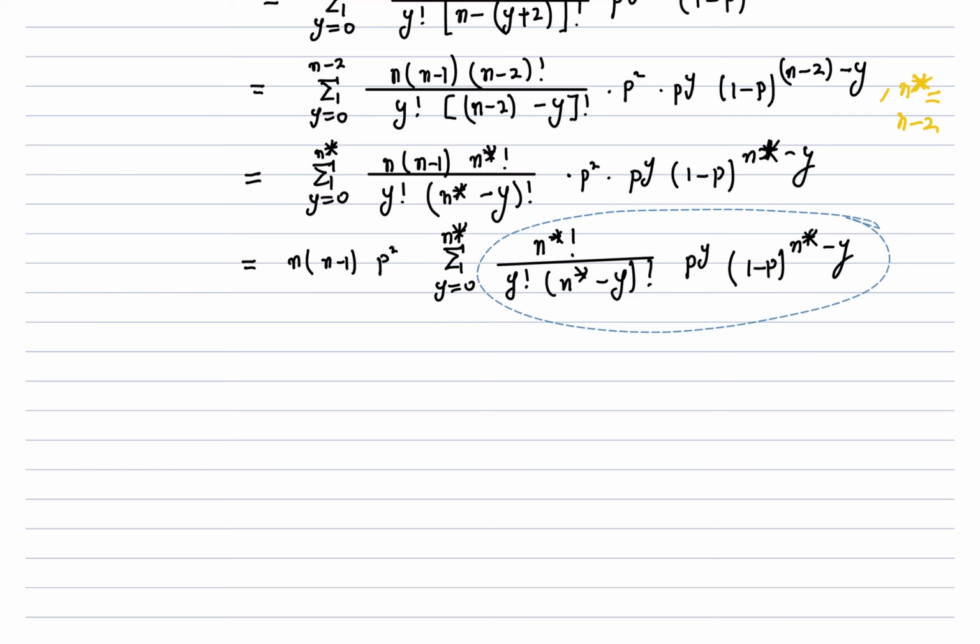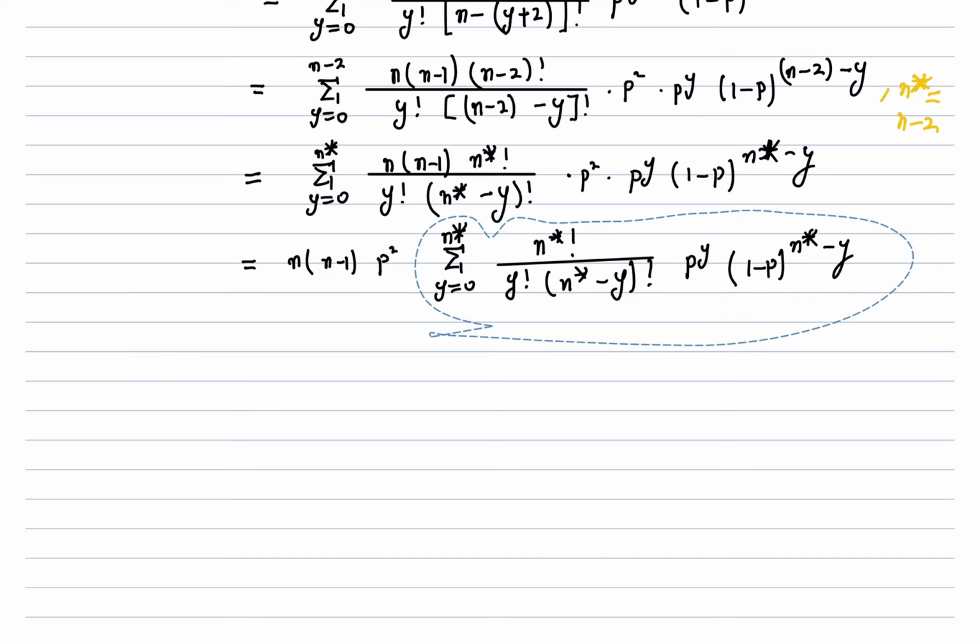In fact, it is the PMF of a binomial, with n star as your number of trials, p is your probability of success. We are summing across all the possible values of that distribution. So going from 0 all the way to n star. And so we know this whole expression here collapses to just 1 by definition of a PMF. It has to sum to 1. And therefore, we can write this as n minus 1 p squared. And using that technique, we can now find the expected value of x squared.